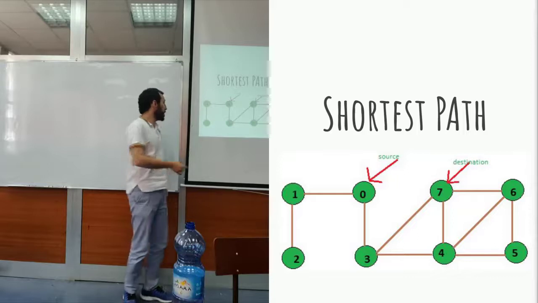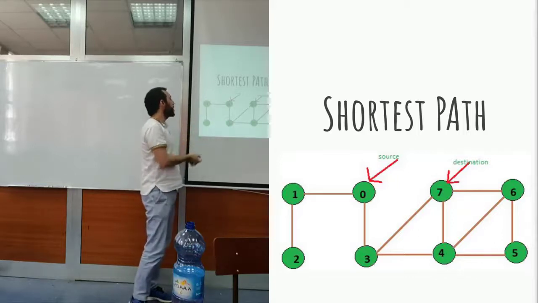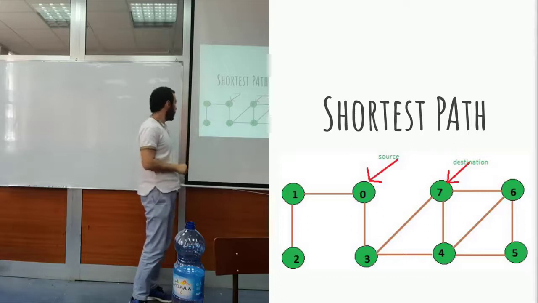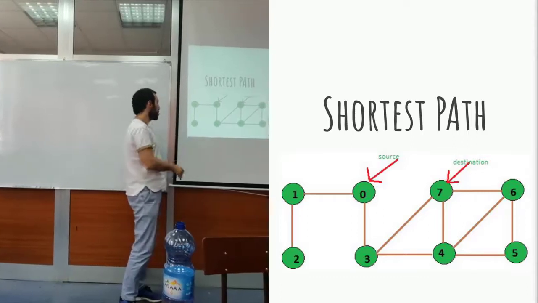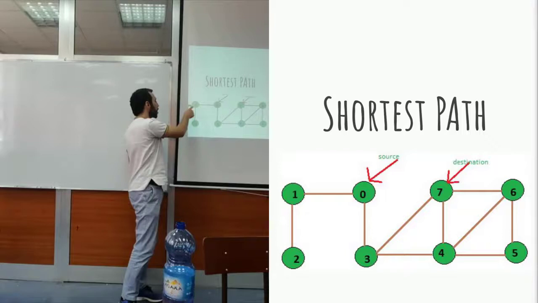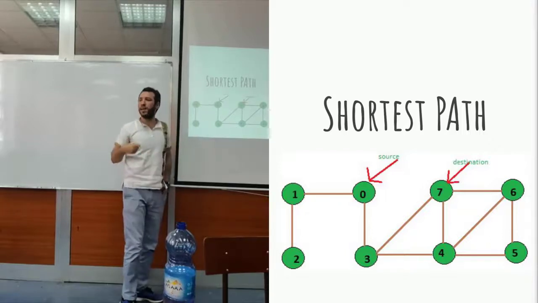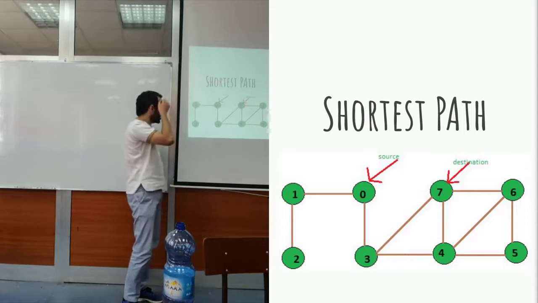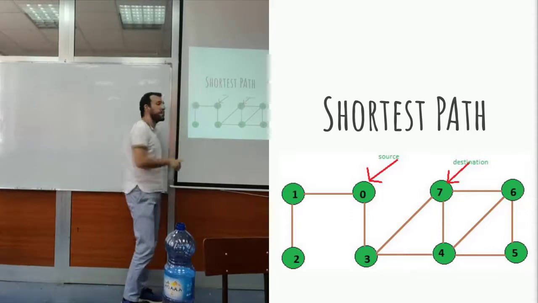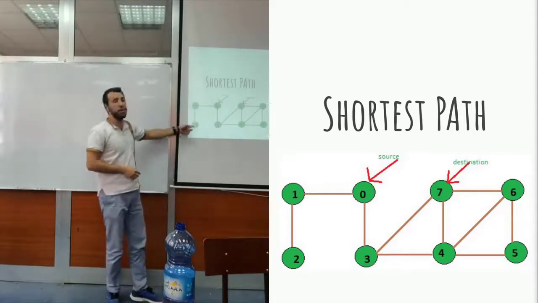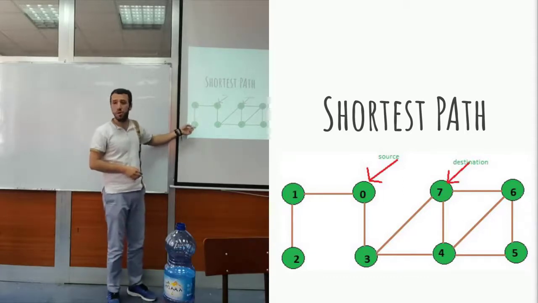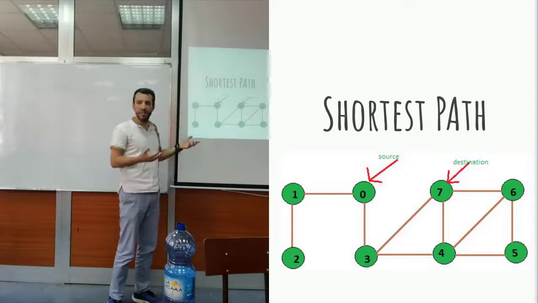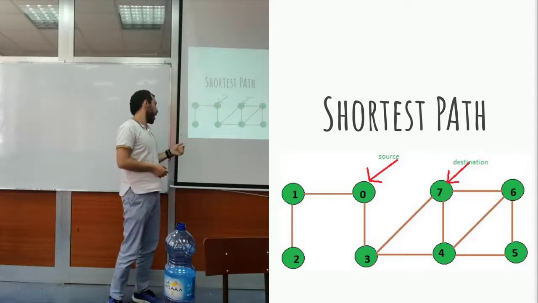BFS, and in the first iteration what will happen is, if we start from 0 and our aim is to reach 7, in the first iteration, 0's children are 1 and 3, and these two are going to be inserted into our queue with distance 1. And in the second iteration, let's say first we get 1, 2 is going to be inserted with distance 2. And after that, since 0 was already visited, we are not going to insert 0 into the queue again.